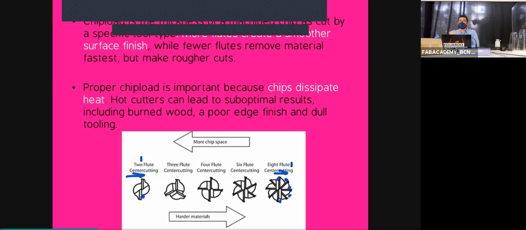Fewer flutes means easier to cut also. But that doesn't mean that 1 flute has really bad quality. Actually, you can get super clean, smooth, finished quality with just 1 flute. It's all in the settings.